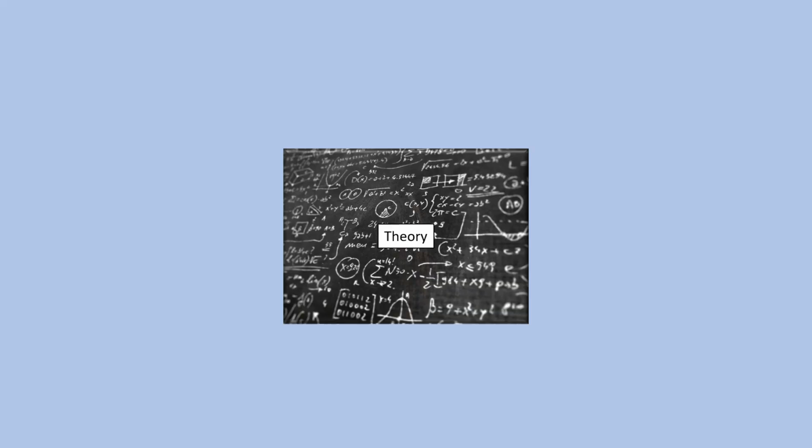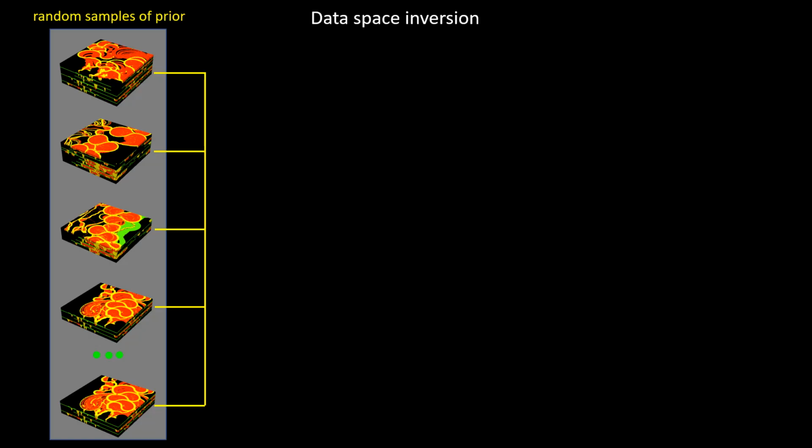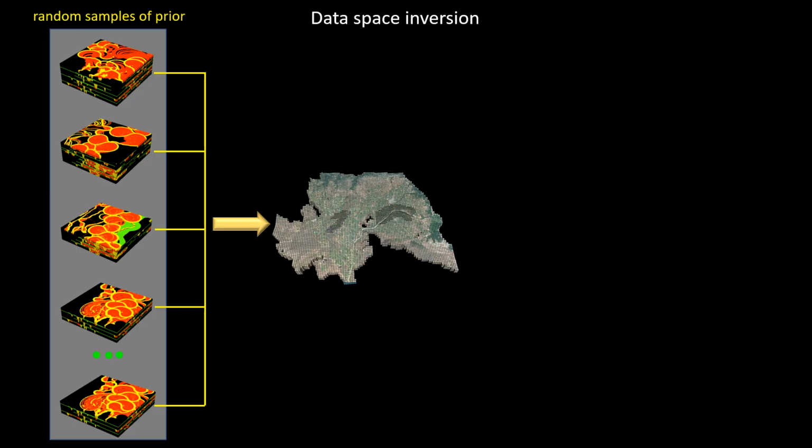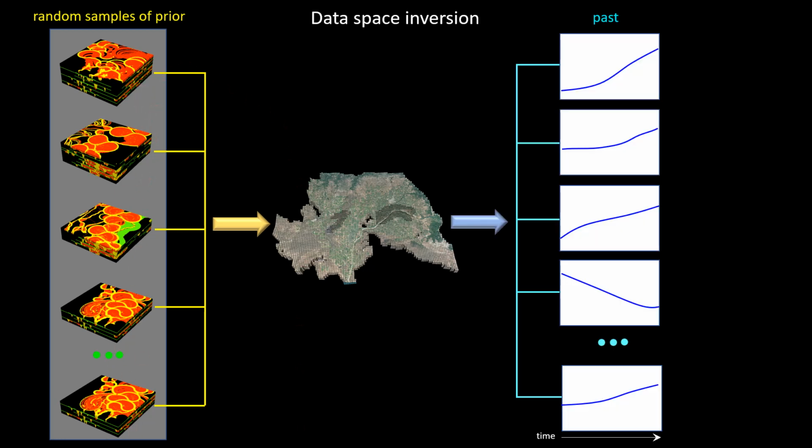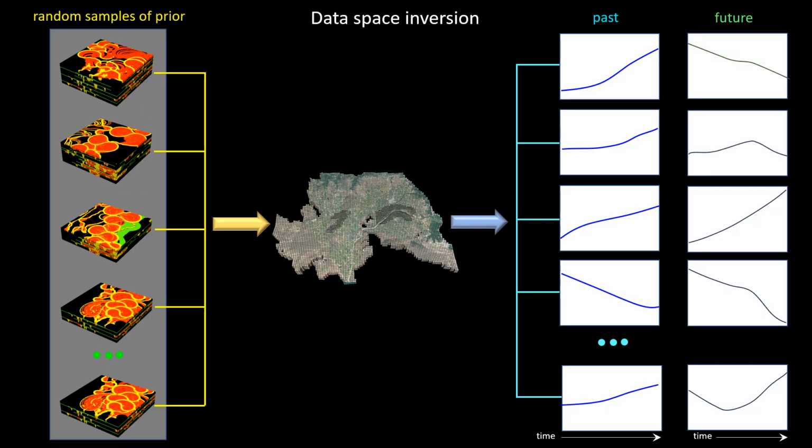First, the theory, very briefly. So just as before, we populate our big numerical model with many different realizations of prior probability distribution of hydraulic properties. We run the model, a numerical model, populated with these stochastic hydraulic property fields, over the past and into the future.